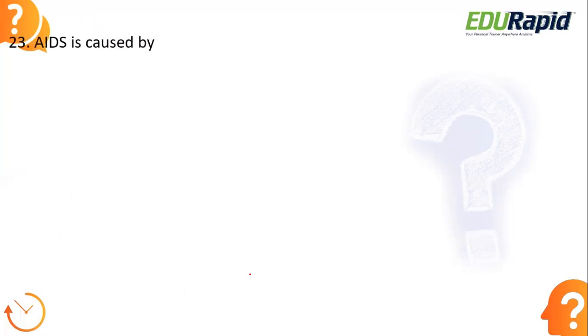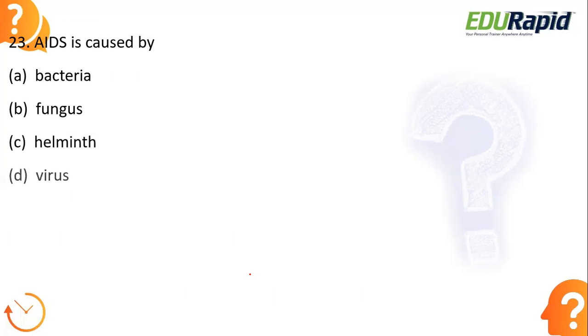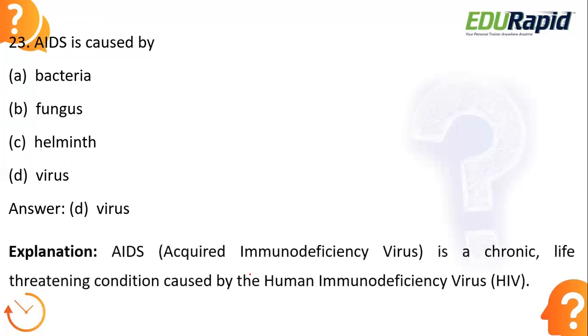The next question: AIDS is caused by bacteria, fungus, helminth, virus. Here the right answer is option D, virus. As we discussed in the previous question, the full form of AIDS is acquired immunodeficiency syndrome. It is a syndrome which is caused by a virus called HIV.